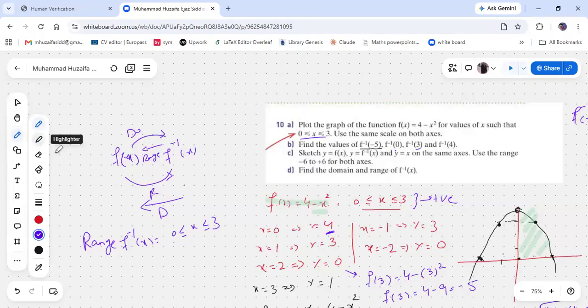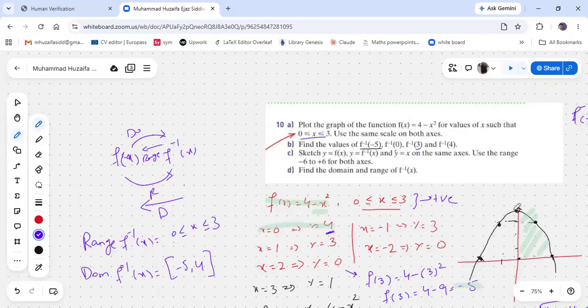This is equal to minus 5. And look at here. Our maximum output is 4 and our minimum output is minus 5. So what is our domain? The domain of f inverse of x is what? This is minus 5 and 4.